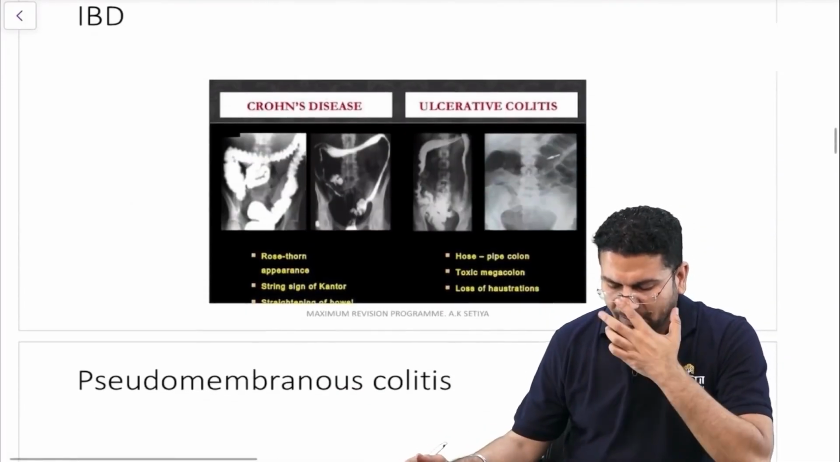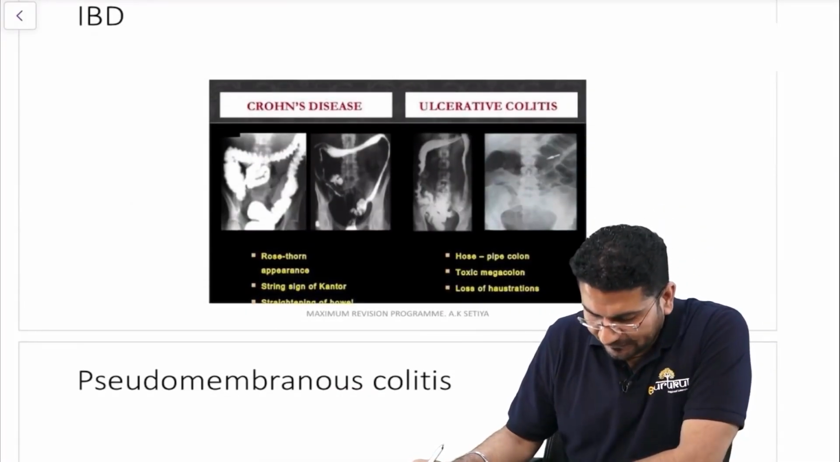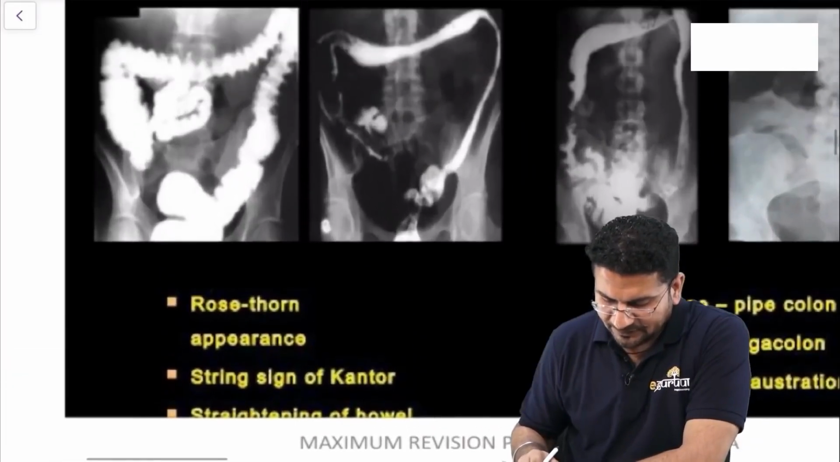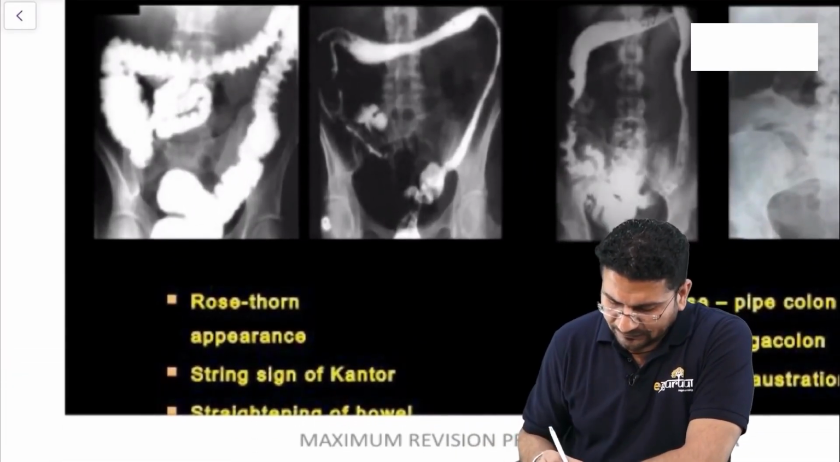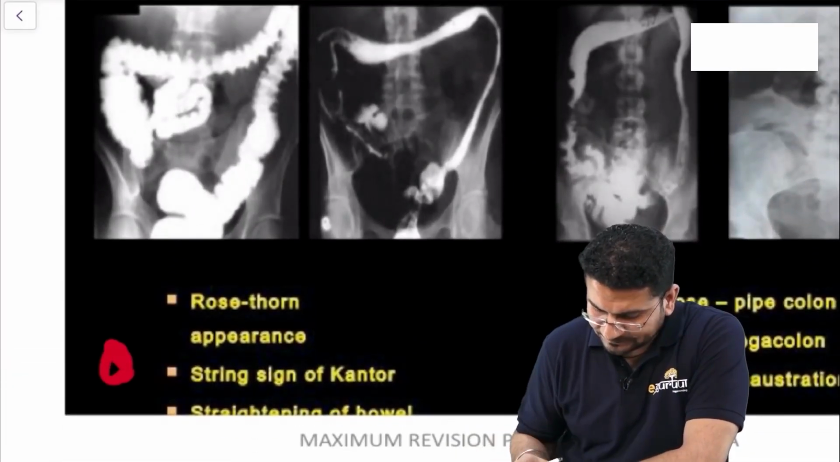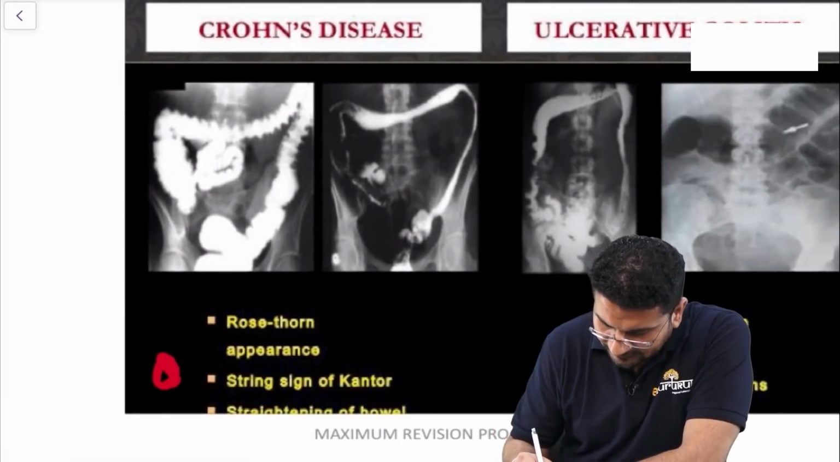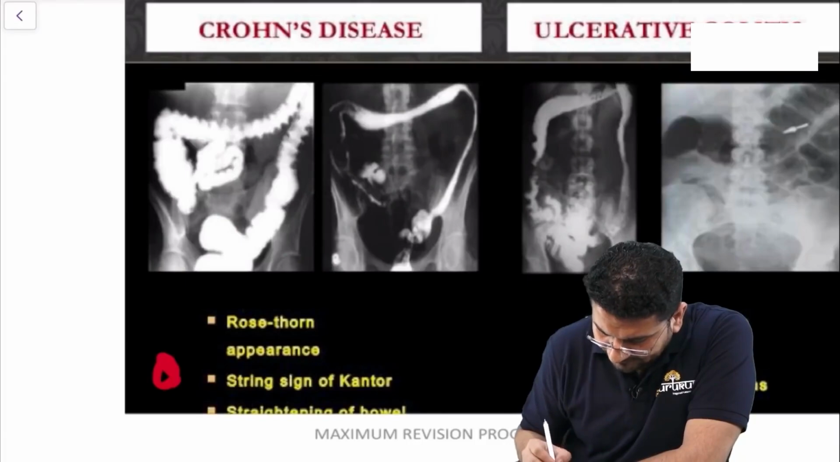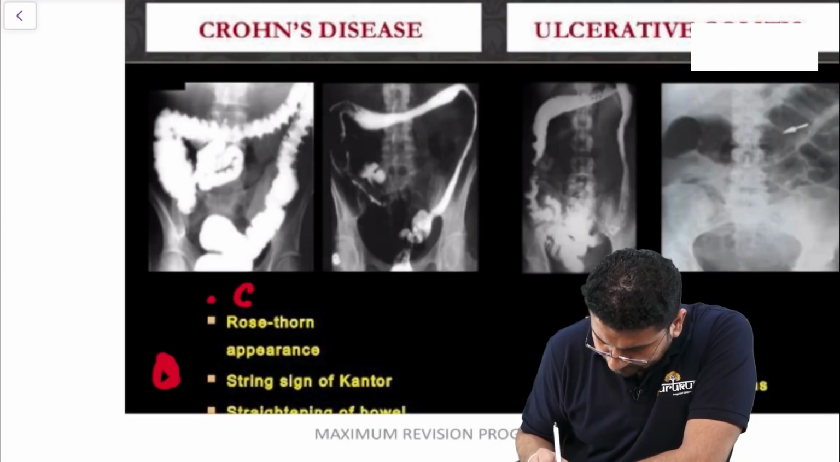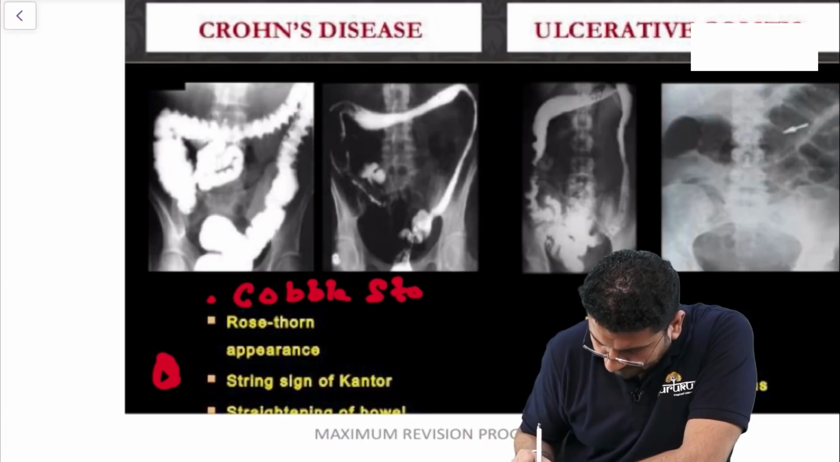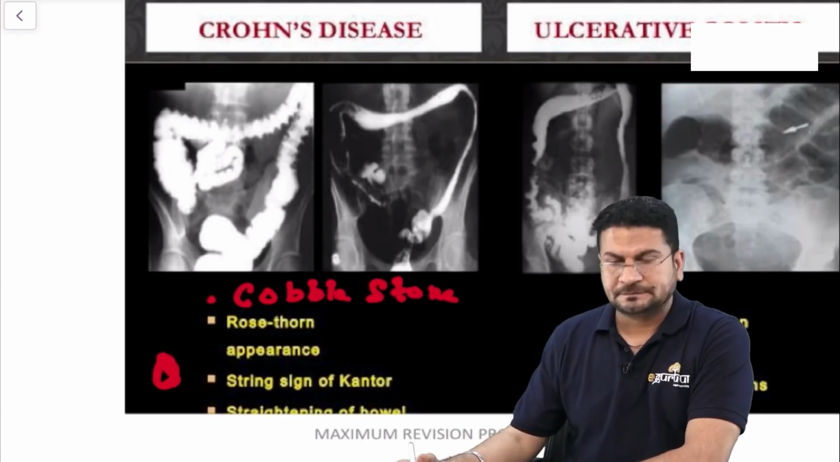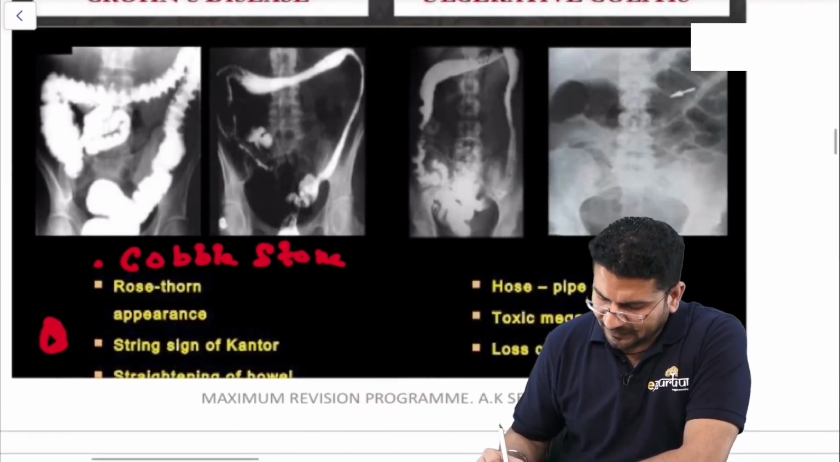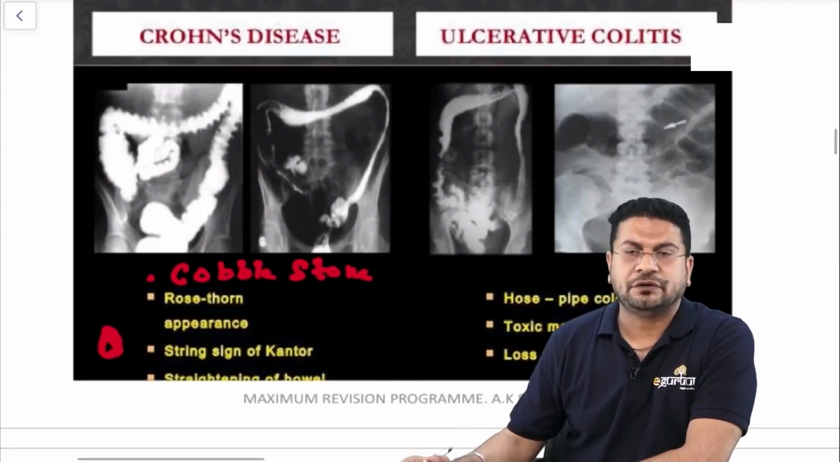If I say inflammatory bowel disease, you can think of Crohn disease and ulcerative colitis. What they ask in the exam is an image-based question, rose thorn appearance or string sign of contour, where you will see cobblestone appearance. There will be cobblestone appearance of mucosa in Crohn disease. In ulcerative colitis, you will see toxic megacolon or loss of haustration.